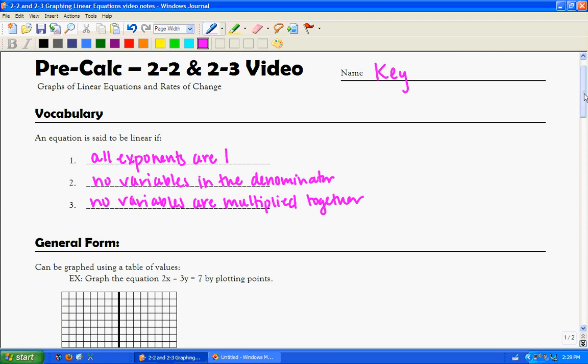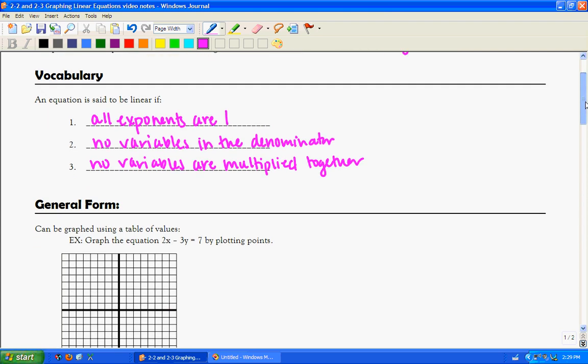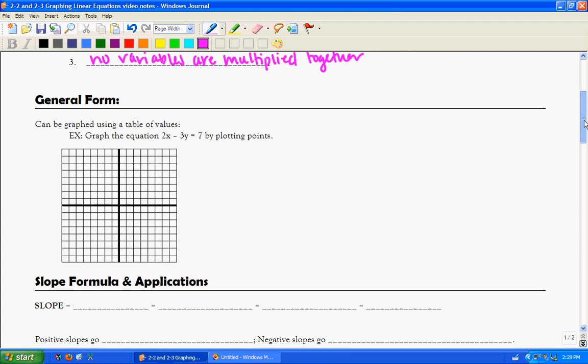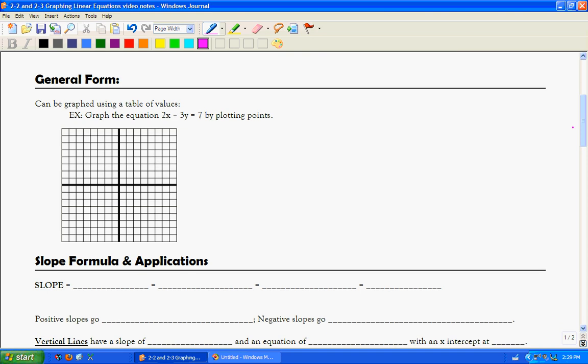So I know we've talked a lot about ways to graph a linear equation, but in general form, which looks like ax plus by equals c, and you'll see these forms referenced throughout the notes and in your homework assignment. When it's in general form, there are two different ways you can use to graph it. One is just by plotting points or making a table of values. So choosing some x's and figuring out what y is.